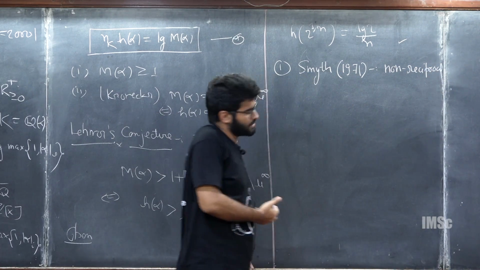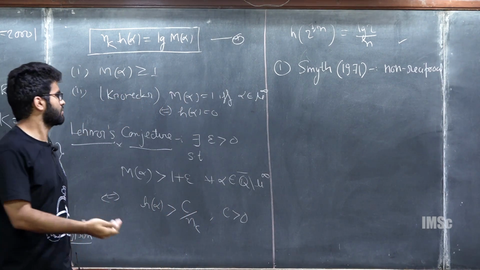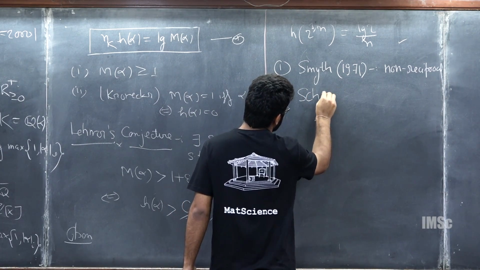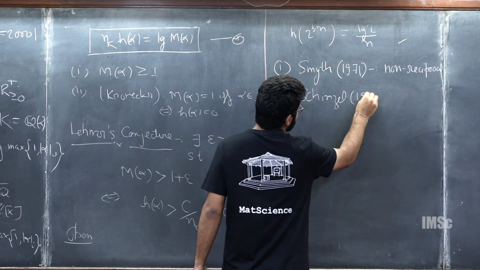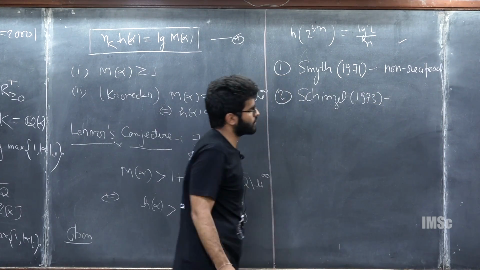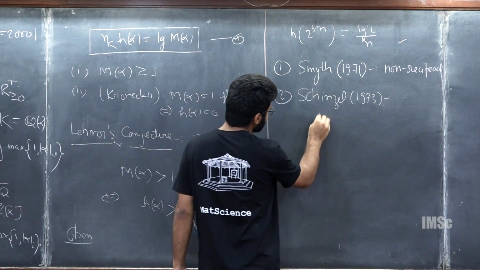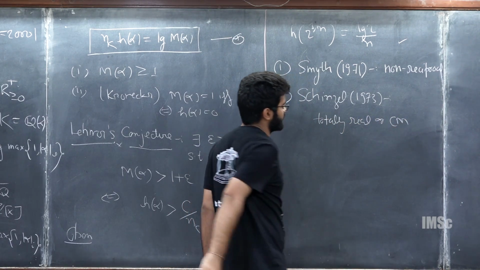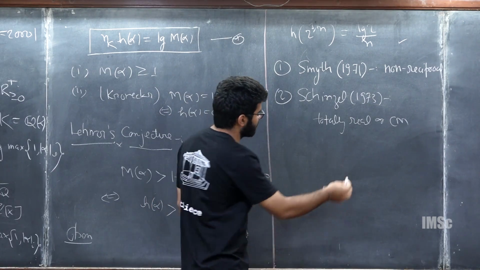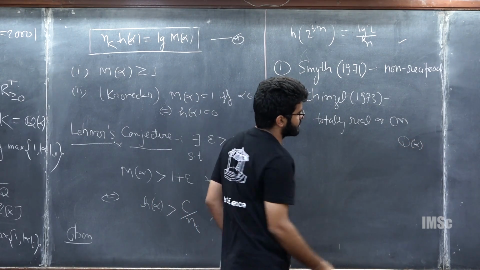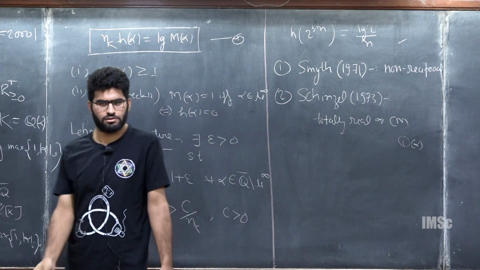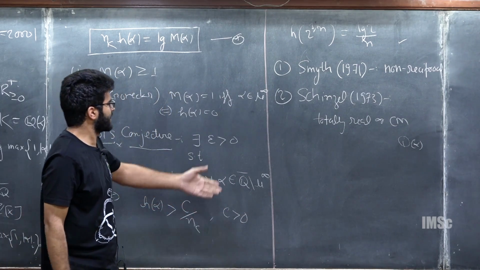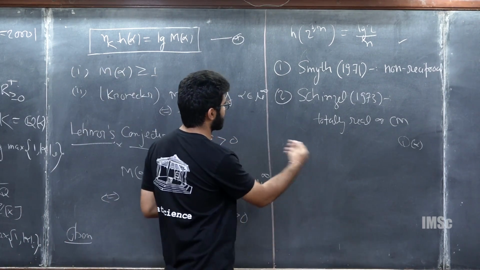By non-reciprocal I mean alpha is not conjugate to 1 by alpha. The second result is due to Schinzel in 1973, where he proved Lehmer's conjecture for all totally real numbers or CM numbers. Alpha is called CM if Q(alpha) is a quadratic extension of a totally real field, and totally real means all the conjugates are real. Using some complex analytic ideas, Schinzel proved Lehmer's conjecture for this family.